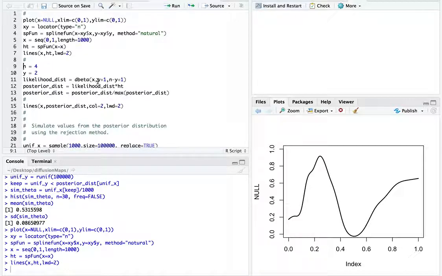Okay, based on that, it's going to compute the likelihood based on the binomial, which is proportional to a beta. It's going to multiply it by the spline. This actually fits splines to those locations I clicked on. It's going to multiply them together to get a posterior distribution and then plot it. So let's see what that looks like.